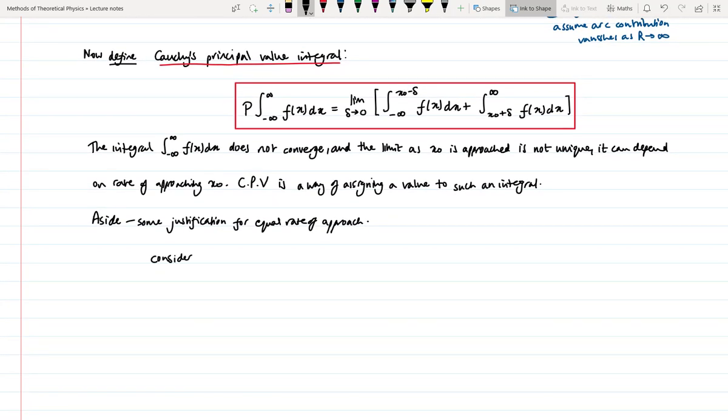Consider f of x is 1 over x, which we know blows up at x equals 0. I'll draw a picture of this function. We have x, and it looks something like this. Let's label the point where it blows up as x0, which we know equals 0. And let's consider integrating this function from minus a up to a. So we're interested in finding this area.